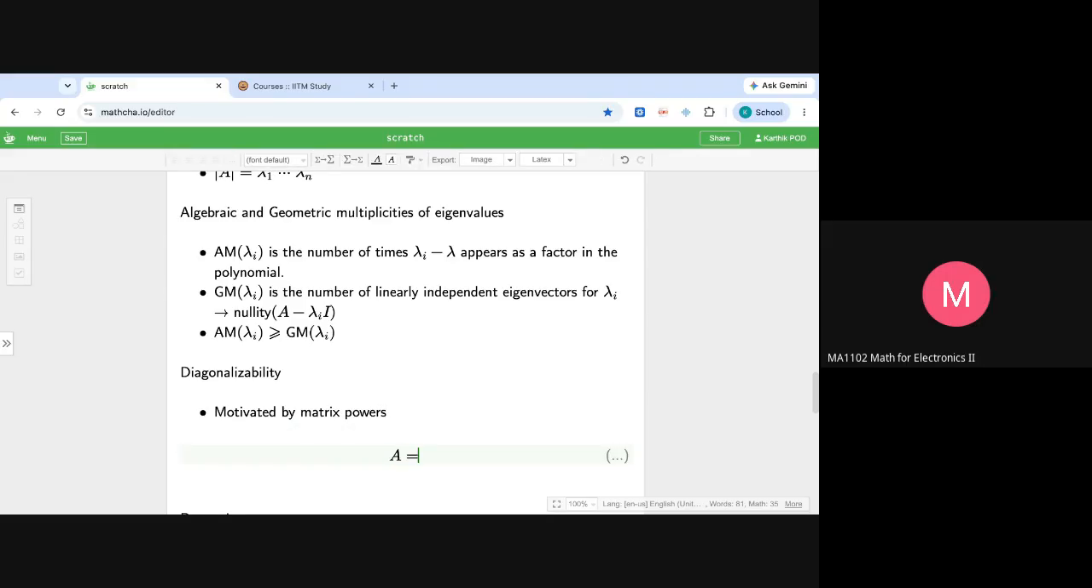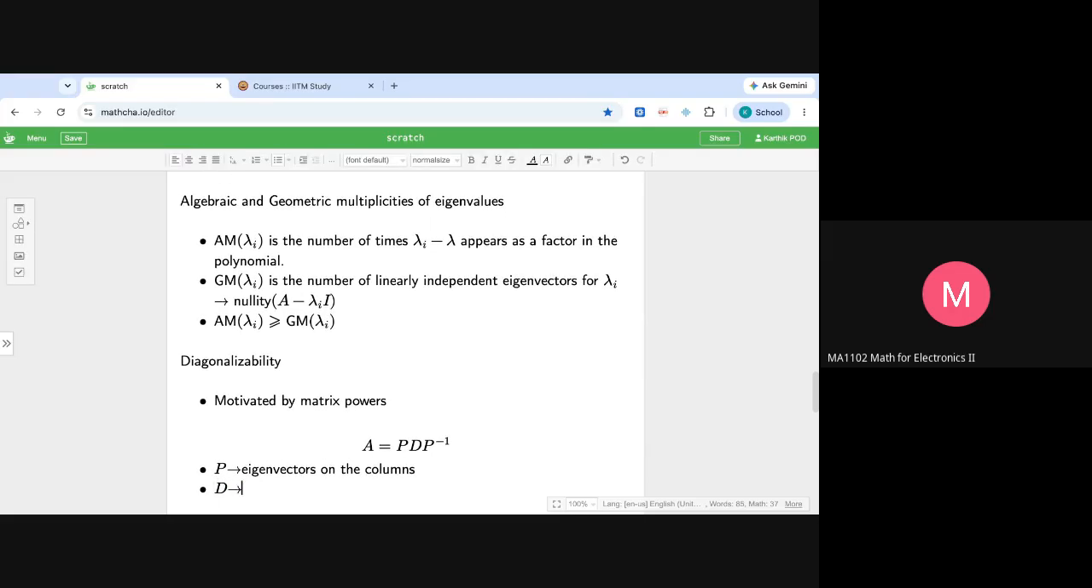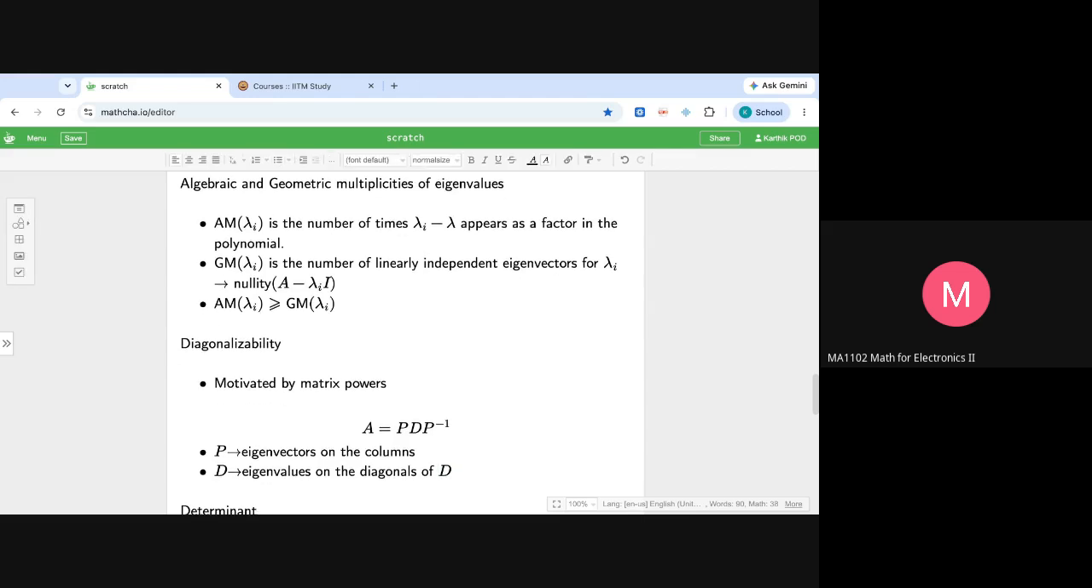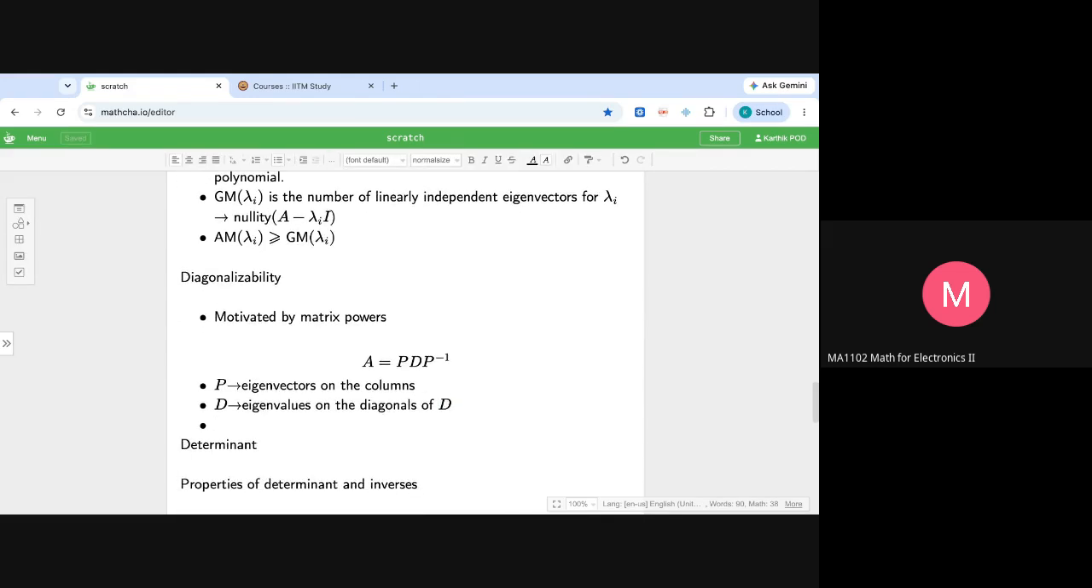PDP inverse, where P has the eigenvectors on the columns and D has the eigenvalues on the diagonal. So I think there are again alternative ways of looking at it, right?